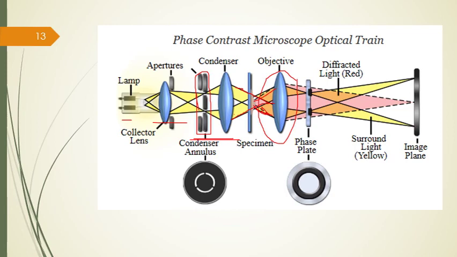So this objective now segregates the light at the rear focal plane by a phase plate. This one is the phase plate. So this objective segregated the light into two forms. One is this, the second one is this. So after segregation at the rear focal plane by this phase plate, and focus at the intermediate image plane to form the final image here, a contrast image is observed in the eyepiece.